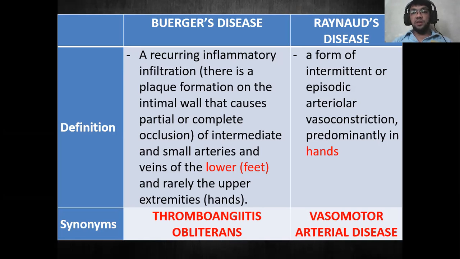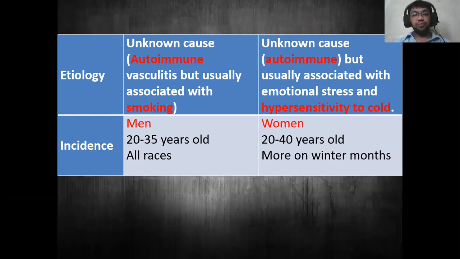Raynaud's disease is a form of intermittent or episodic arteriolar vasoconstriction, this time predominantly of the hands. If Buerger's disease is commonly affecting the lower extremities, Raynaud's disease is commonly affecting the upper extremities. The other name for Buerger's disease is thromboangiitis obliterans, while Raynaud's disease is vasomotor arterial disease.